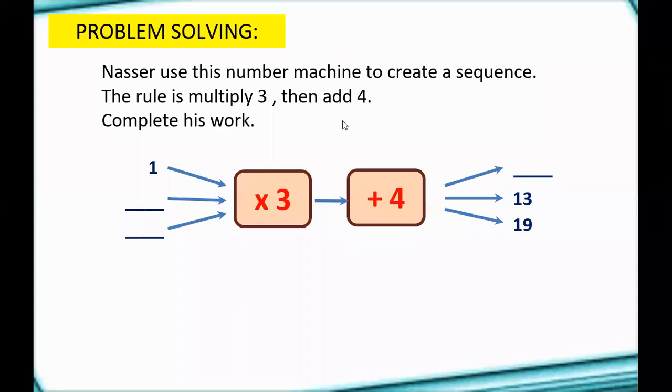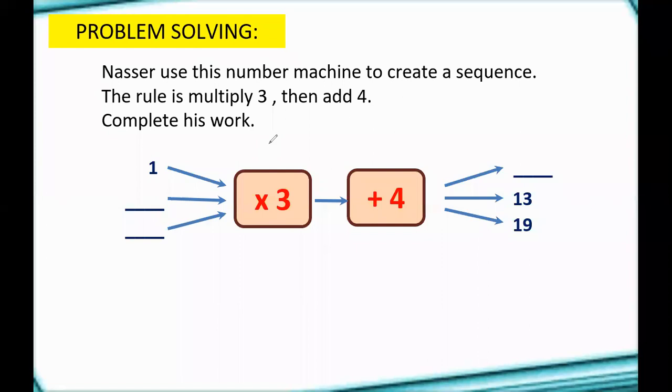Okay, let's try this problem. Nasser used this number machine to create a sequence. The rule is multiply 3, then add 4. So let's complete his work. But we have already here 1 times 3, and then after multiplying by 3, we will add 4. So what do you think is the number?